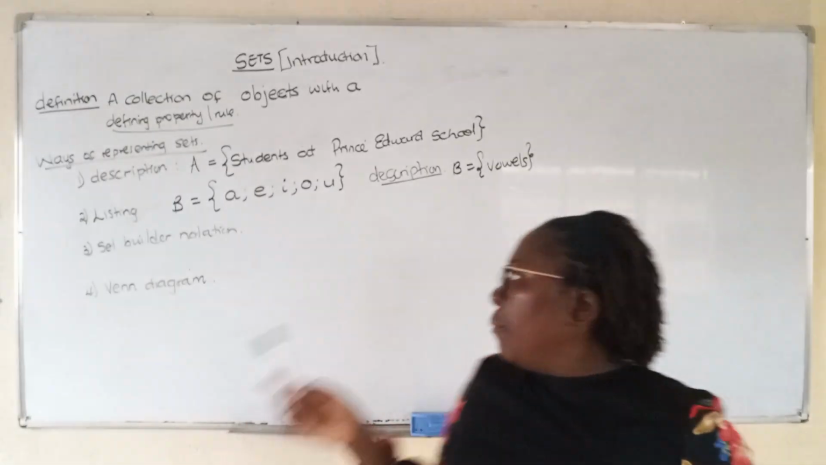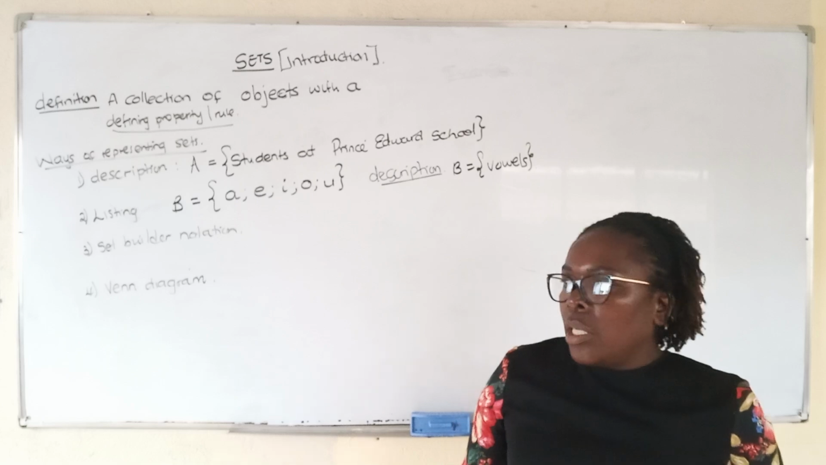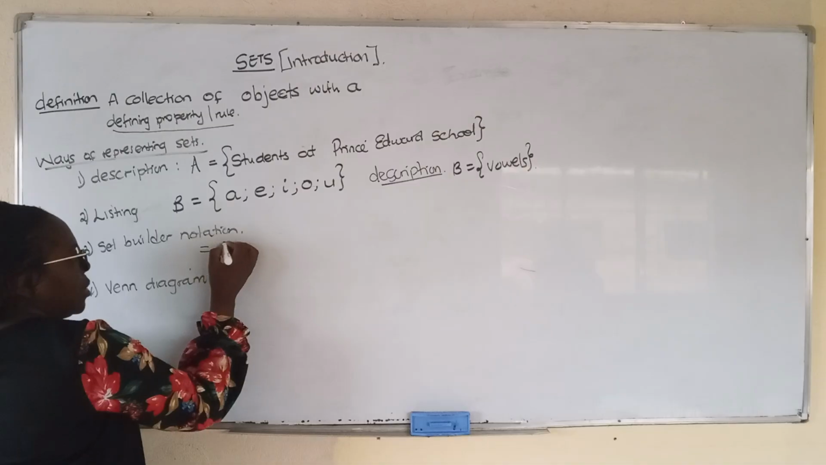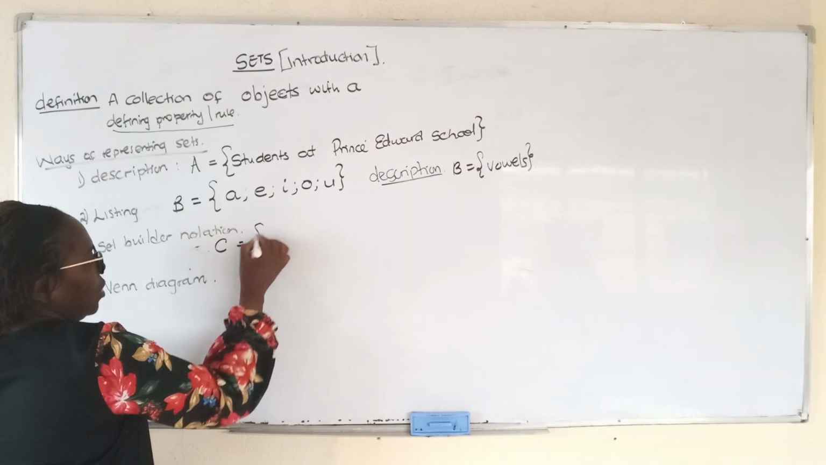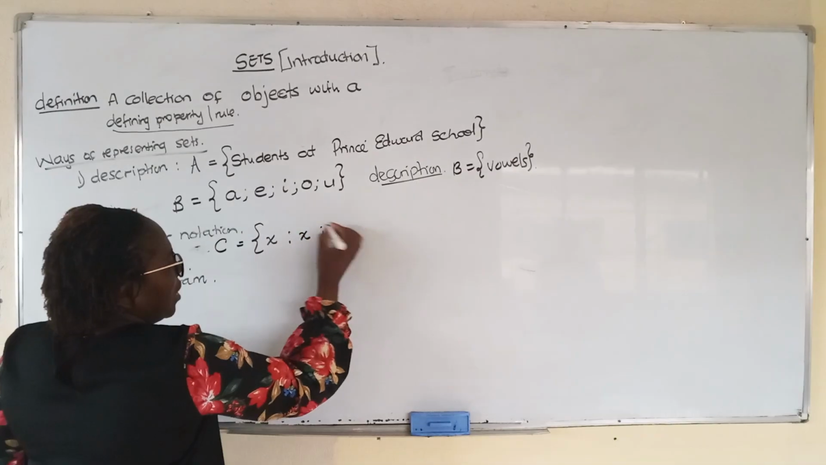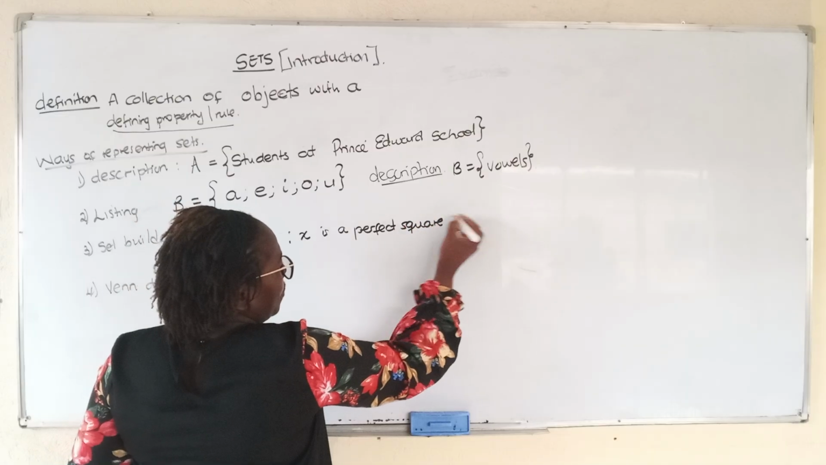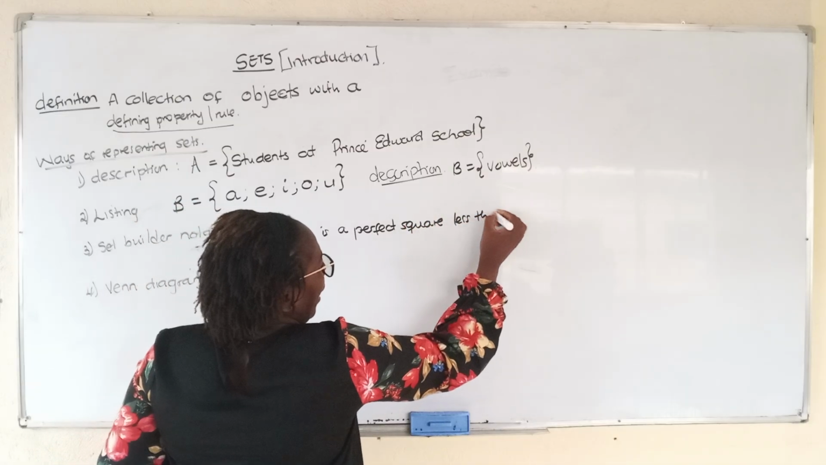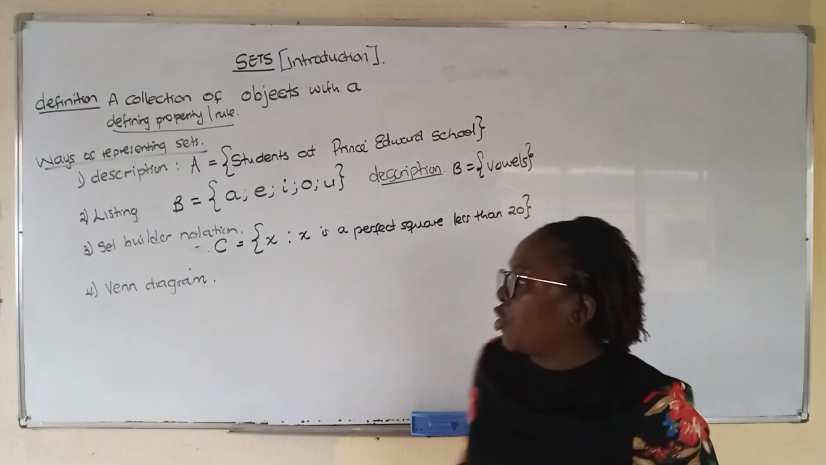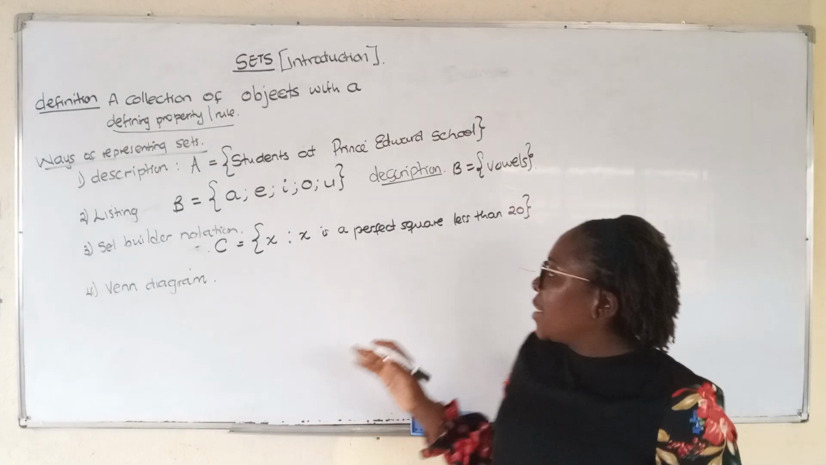Then we also come to what we call the set builder notation. The set builder notation is when you describe sets in this way. C is equal to the set of X such that X is a perfect square less than 20. That is what we call a set builder notation. We are saying C is the set of X such that X is a perfect square less than 20.